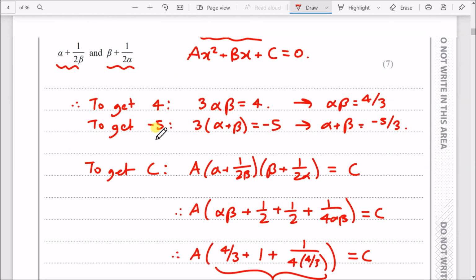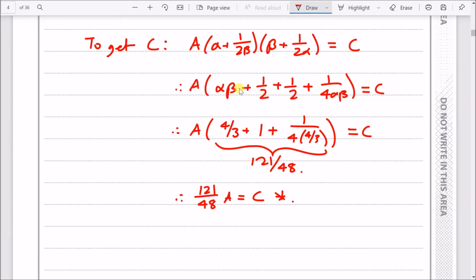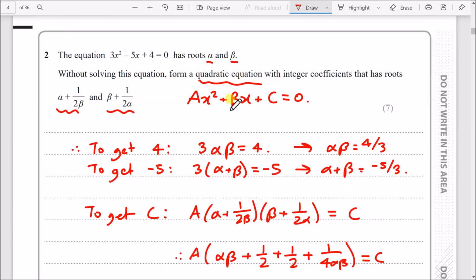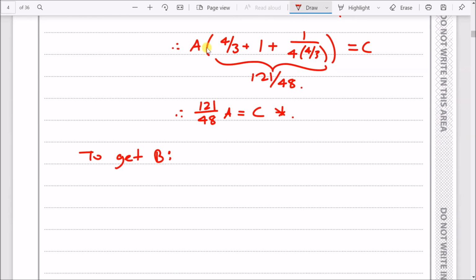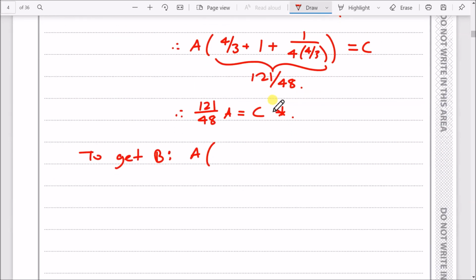Now, let's try and find the second term. So just like how we found minus 5, let's find B. So to get B, using the same idea, previously when we found the second middle one, we had to add up the two roots and times against the first term 3. So in this case, we're going to add up these roots and times against A. So B, in this case, is big A, and then we're going to add up the two roots. The two roots were alpha plus 1 over 2 beta, plus the other second root, beta plus 1 over 2 alpha. And that's supposed to equal B, guys.